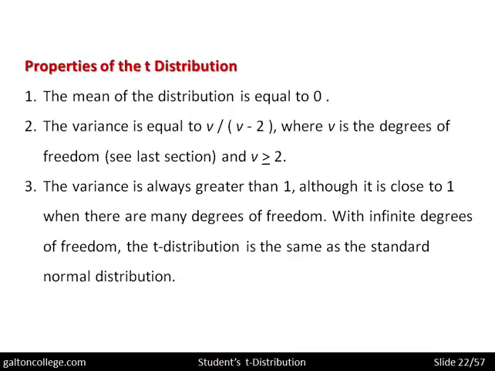Now, the variance is always greater than 1, although it is close to 1 when there are many degrees of freedom. So the variance of the sample, using the t-distribution, is always greater than 1. It's close to 1 when there are many degrees of freedom. With infinite degrees of freedom, the t-distribution is the same as the standard normal distribution. That's if you have infinite degrees of freedom. You have to have a very, very large population. Then the t-distribution is the same as the standard normal.